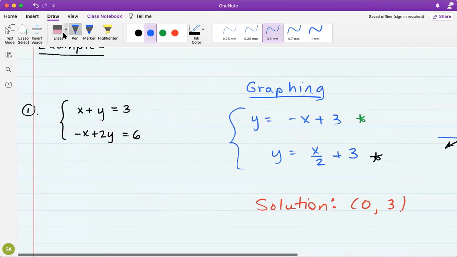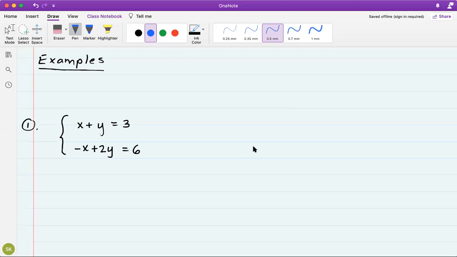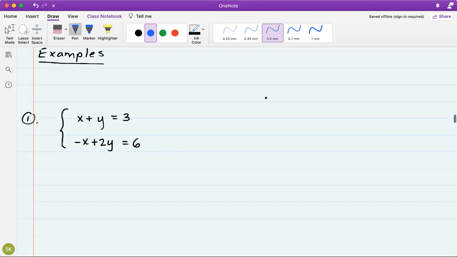Okay, so we've done graphing. Now let's try substitution. I'm going to erase some stuff in just a second. For substitution, we're going to start right here at the beginning again. And let's put this in green. We're using substitution. What's going to happen is we're going to get the same answer when we use this method.